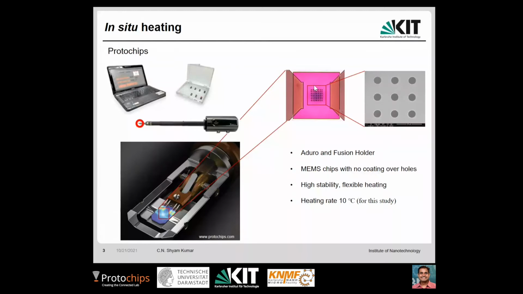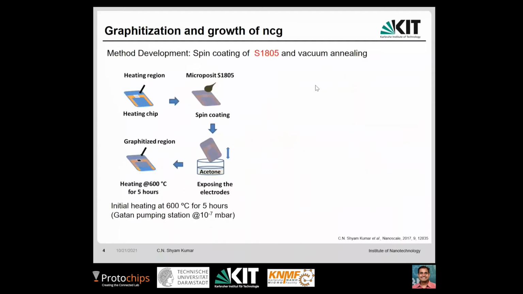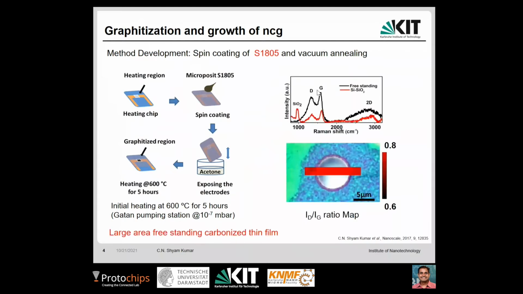To make the sample for this in situ graphitization, we took this chip and spin coated it with a graphitizing polymer, and we did an initial heating outside the TEM under similar vacuum conditions up to 600 degrees Celsius. This is basically because of the large amount of gas evolved during the initial pyrolysis process. After this initial carbonization, we observe a large area freestanding partially carbonized film formed across the holes of this MEMS based heating chip.